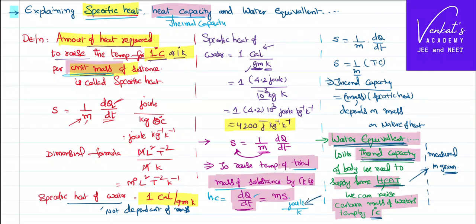Just for the record, let me define water equivalent once again. That's the amount of mass of water whose temperature can be raised by 1 degree centigrade using a heat equivalent to the thermal capacity of that body. It is measured in grams. But the magnitude of thermal capacity is equal to the magnitude of water equivalent. The numerical values can be taken identically whenever a problem occurs. That's how we need to solve the problem.